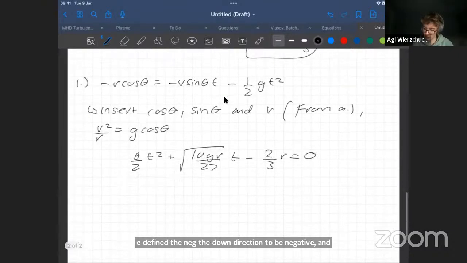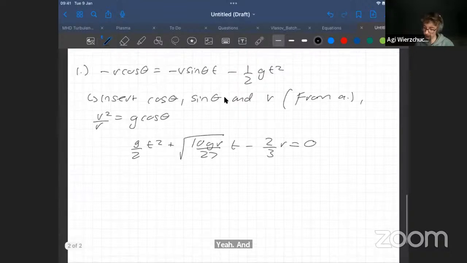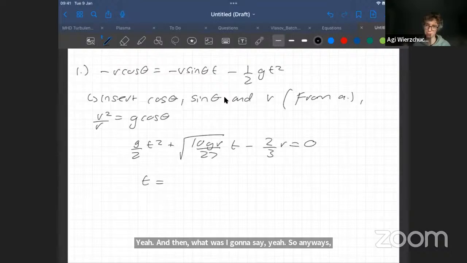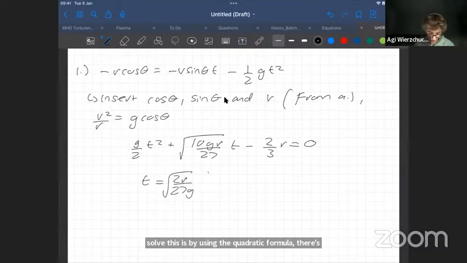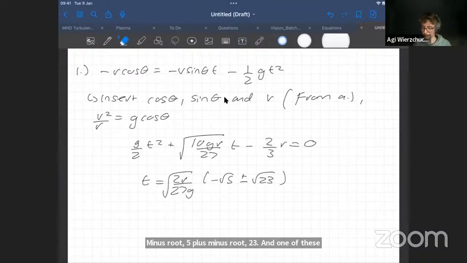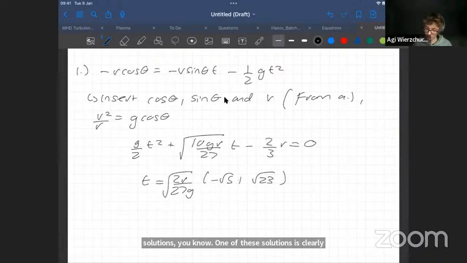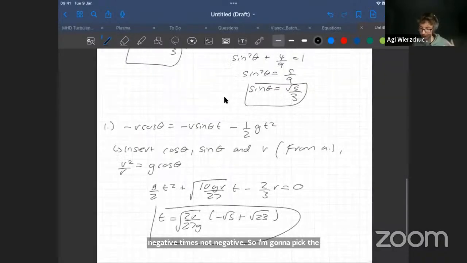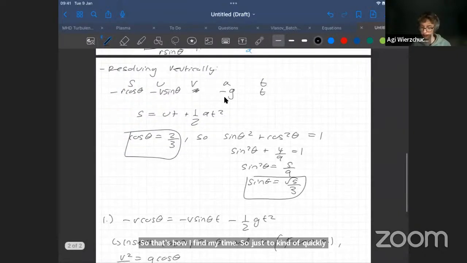So anyways, you solve the quadratic equation and you get a horrible expression for t. The only way that you can solve this is by using the quadratic formula. There's not a nice neat trick. So you get that t is equal to the square root of 2r over 27g times minus root 5 plus or minus root 23. One of these solutions is clearly negative. Time's not negative, so I'm going to pick the positive solution, right? So that's how I find my time. So just to quickly sum up what I did, I wrote a Suvat equation.